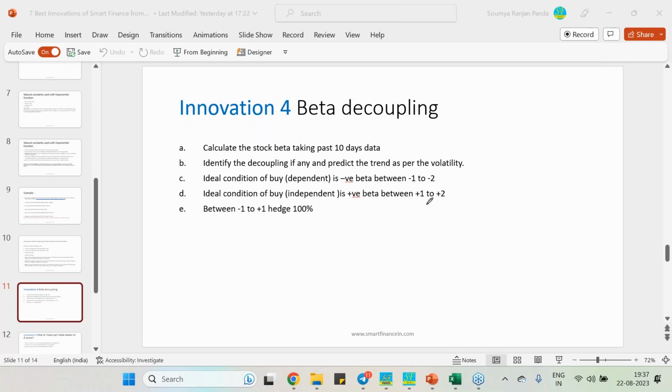So two stocks will be involved here. In beta, we have one independent parameter and one dependent parameter. Who will be independent? The stock or index having the higher volatility will be independent. The stock having lower volatility will be dependent.